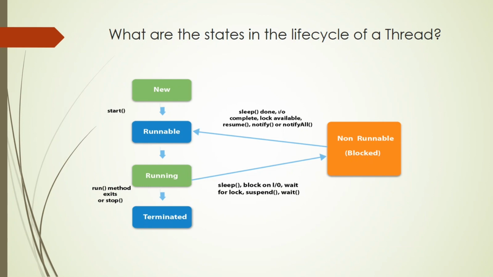What are the states of a thread life cycle? This is for multi-threading. In most of the companies who work on multi-threading, they are definitely going to ask some questions on threads. So what is the thread life cycle? Very basic question. You can say: new, runnable, running, terminated, and between these there are some other states.